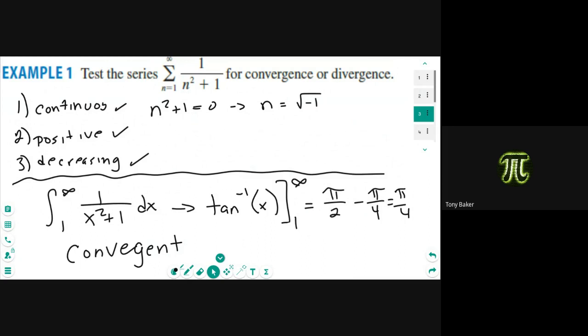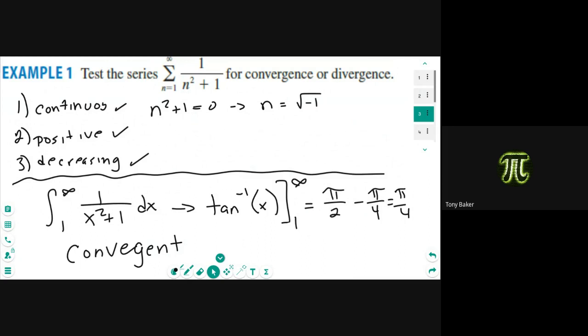That's why that pi over 4 tells me that the integral converges, because it goes to pi over 4. So yes, the area under the curve of 1 over x squared plus 1 all the way to infinity is pi over 4. That is the area under that curve, which means it's convergent.